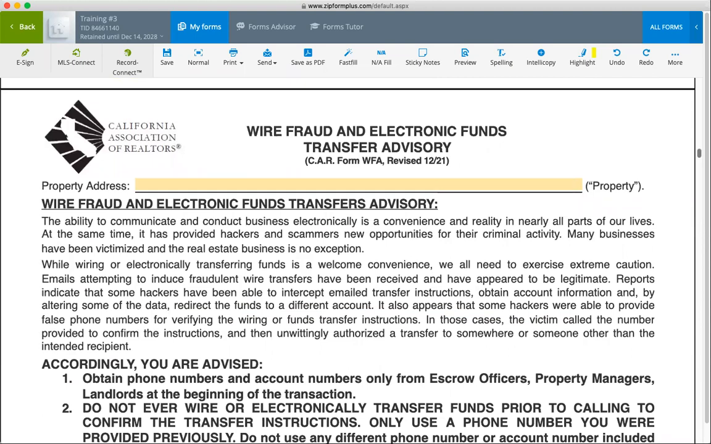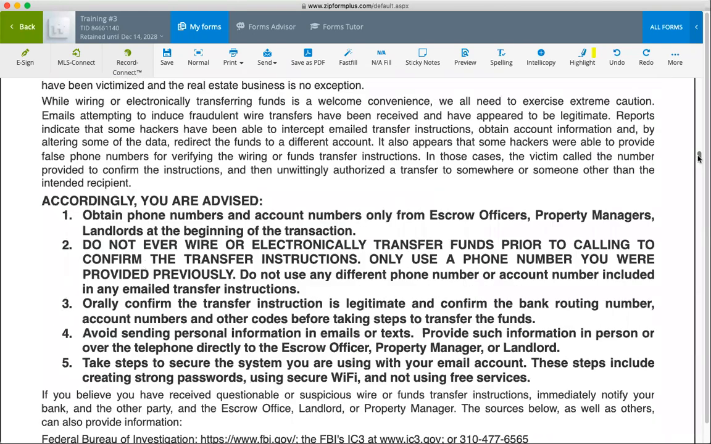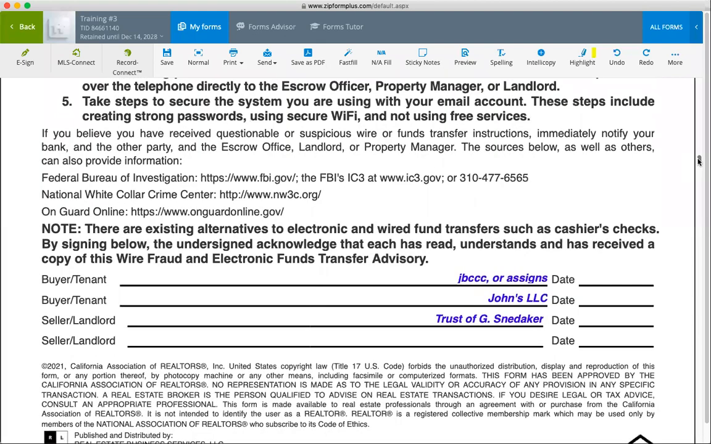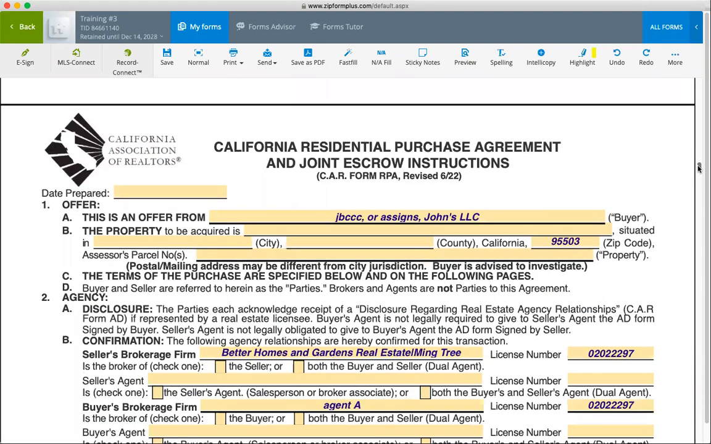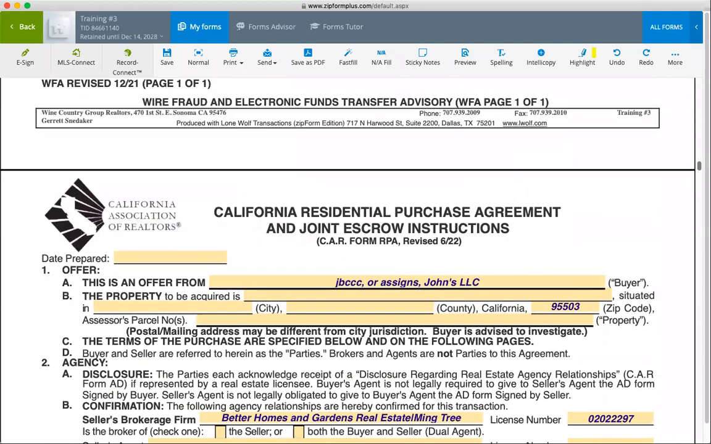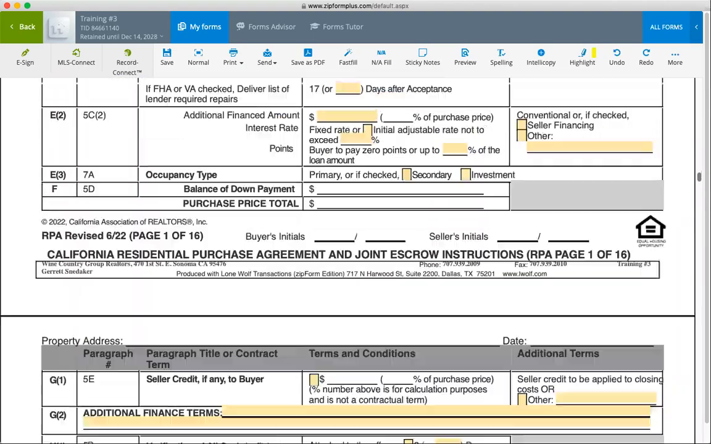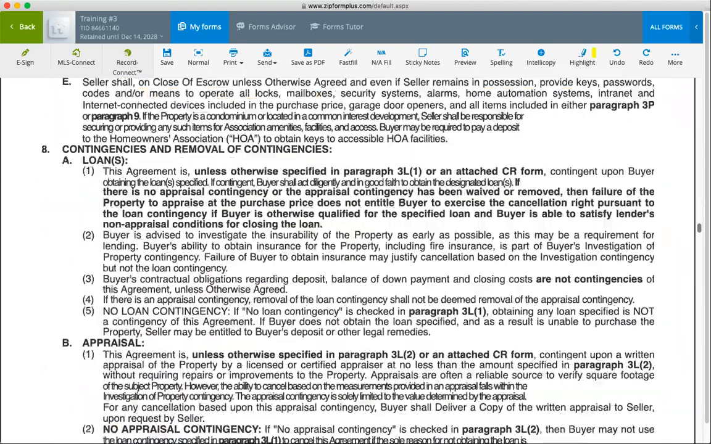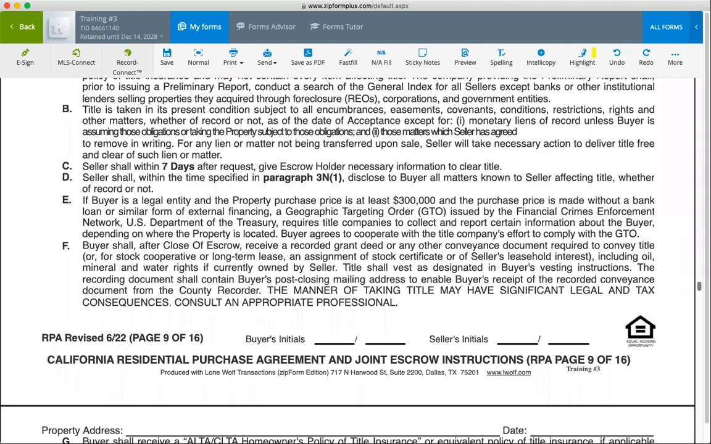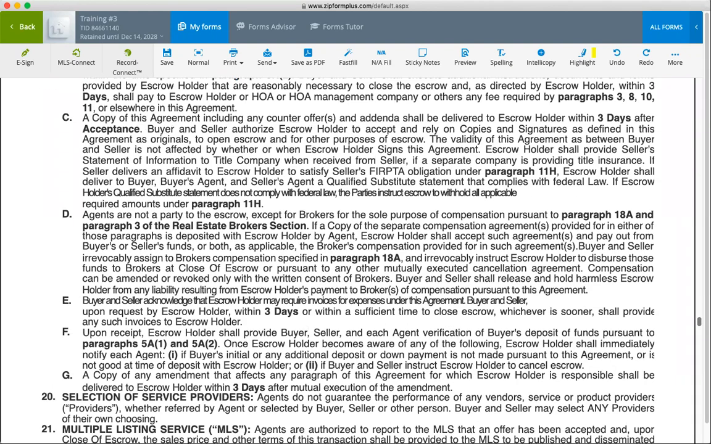Okay, the next attached form here is a wire fraud and electronic funds transfer advisory, and it just talks about wiring the funds, and be careful not to take directions from someone you don't know in the transaction. So that's pretty straightforward. Then comes the RPA, the California Residential Purchase Agreement. We'll skip over it right now just to finish up with all the other attached forms, and then we'll come back and spend the rest of the time on the RPA.